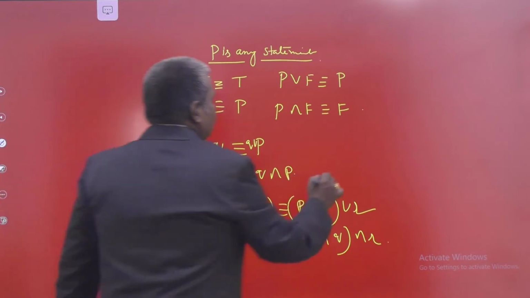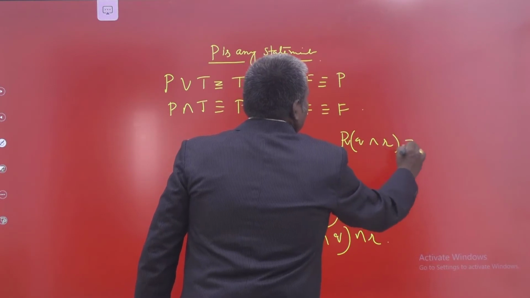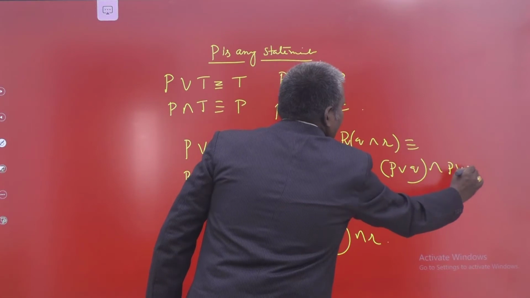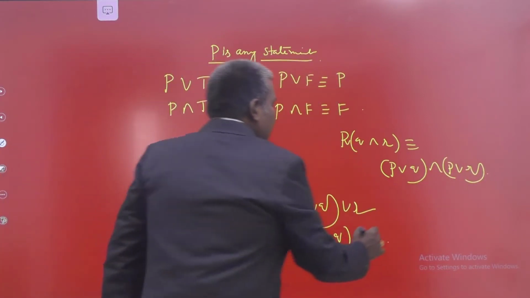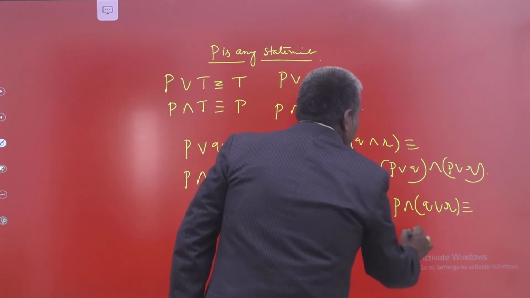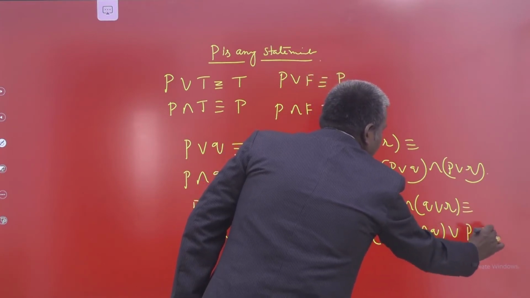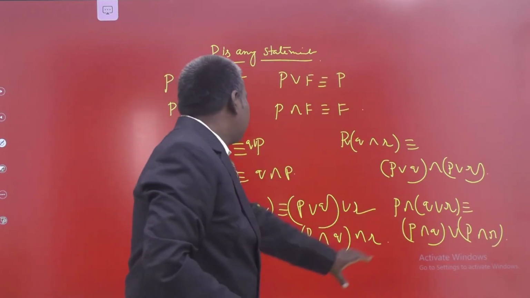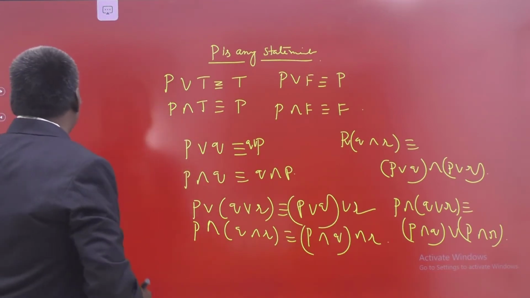Already we have the distributive law. P or (Q and R) is equivalent to (P or Q) and (P or R). This is said to be the distributive law. Similarly, P and (Q or R) is equivalent to (P and Q) or (P and R). This is the distributive law. Associative law, commutative law, all these are valid.